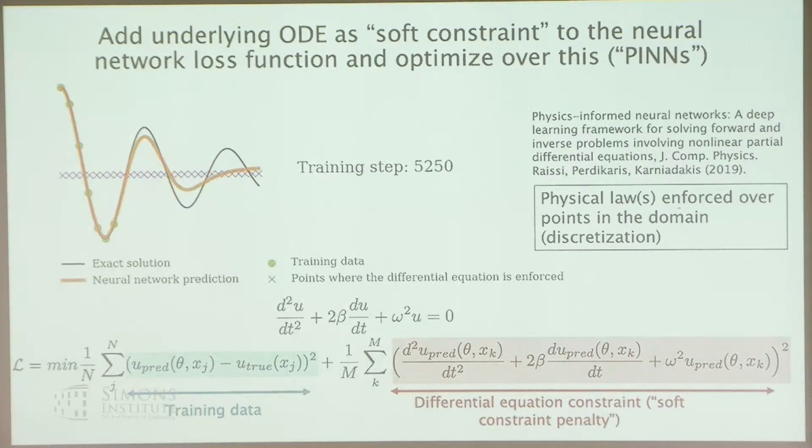But there's this line of work that I think many people here might be familiar with, where you can add that underlying differential equation as a soft constraint to the neural network loss function, and you can optimize over this. This is very colloquially known as physics-informed neural networks, where in this case you only have the green points of data, and the pink points here represent your spatial discretization. So this could be your spatial discretization where you know some physical laws are going to hold true, and you can enforce those physical laws on those later points.